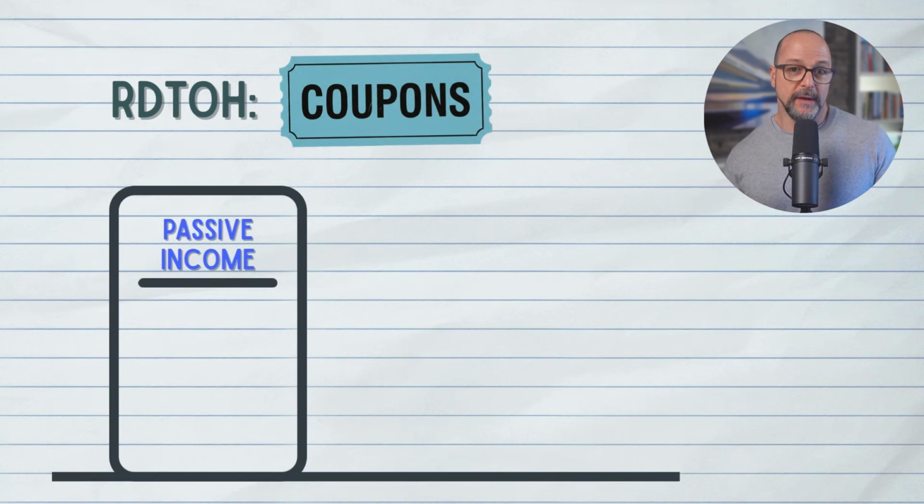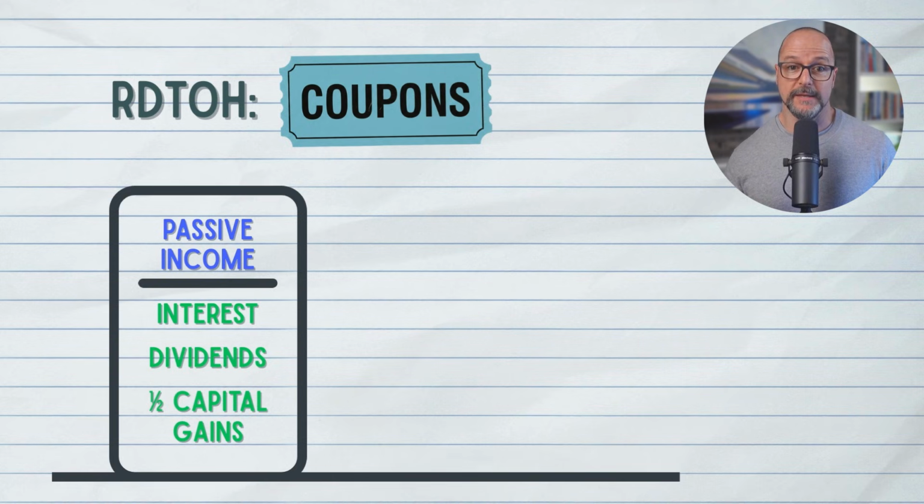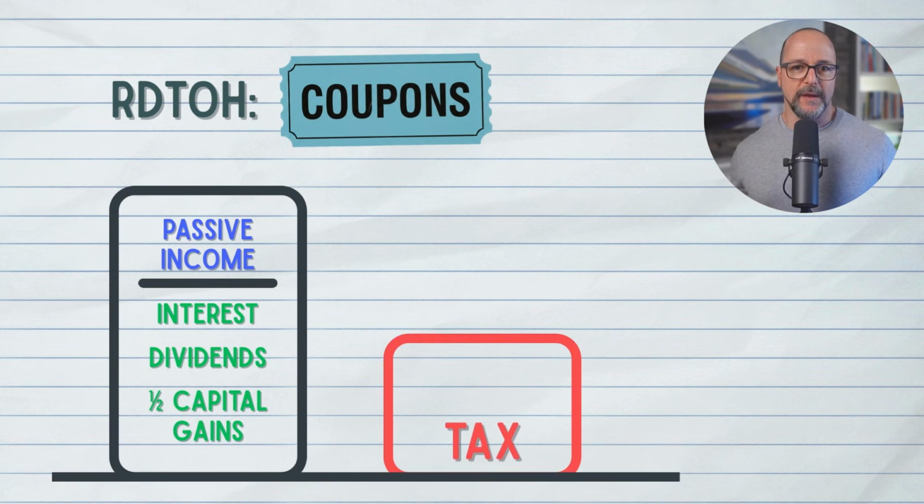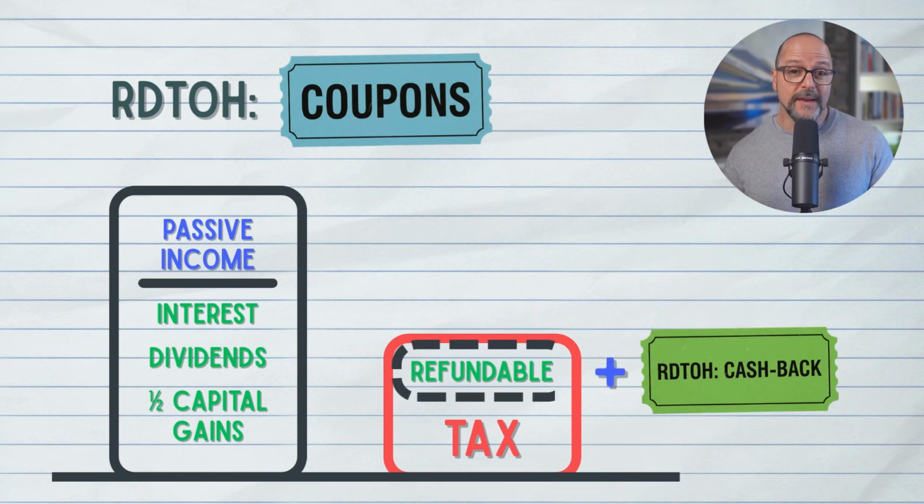The RDTOH balance builds up when Dr. Alex's corporation earns passive investment income. So this could be interest from bonds, but it could also be dividends or the taxable half of capital gains. When the corporation earns this passive income, the CRA charges a painfully high upfront tax rate, roughly 50%. But a specific portion of that tax, about 30% of it, is actually refundable to the corporation.